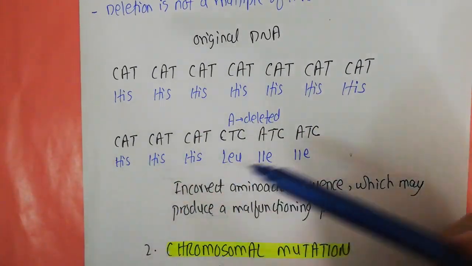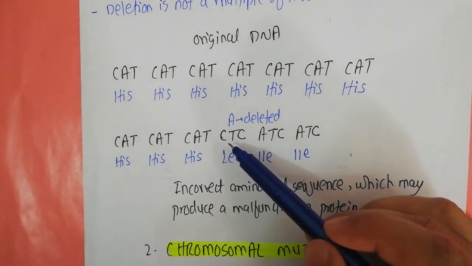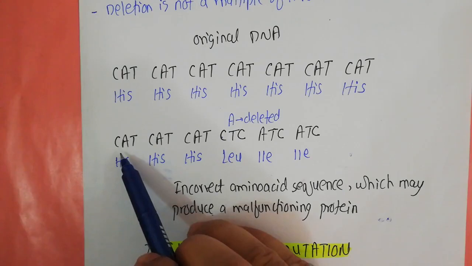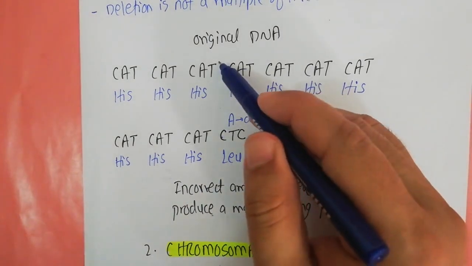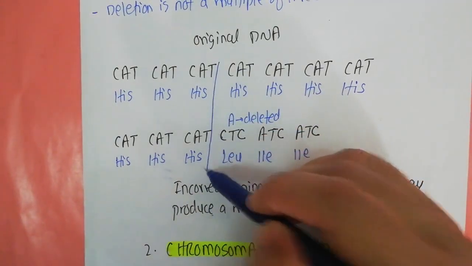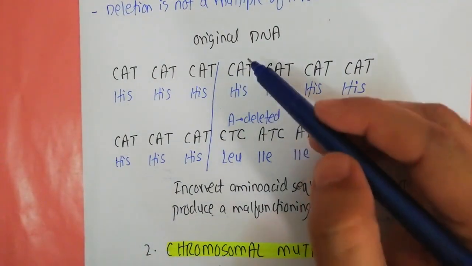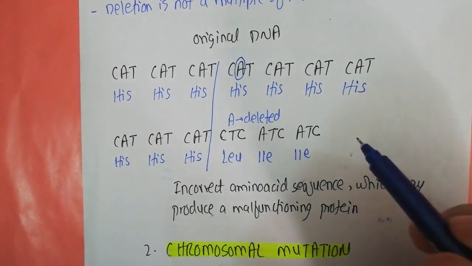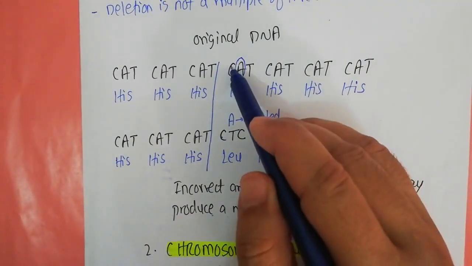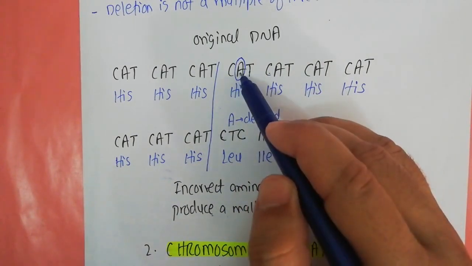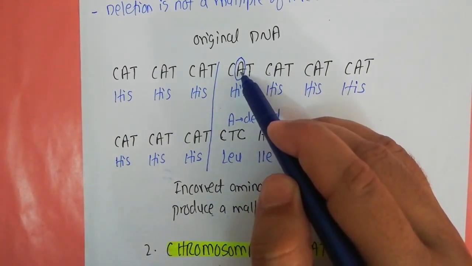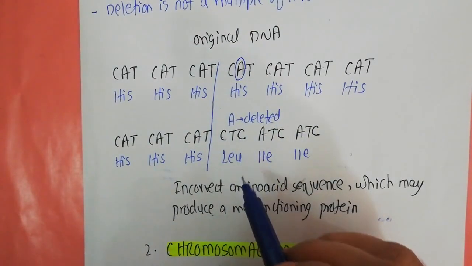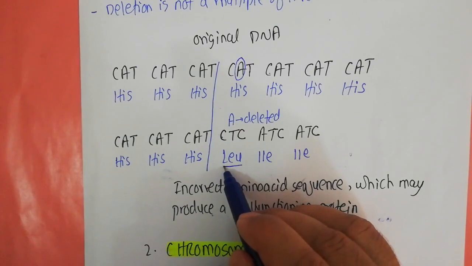Now, say for example, you are deleting an A at this particular position. So you are having the CAT, CAT, CAT, the first 3, and they are very okay. You are getting the 3 histidines over here. Now at this particular point, you are deleting this particular A. For example, this A is deleted. That means that the sequence you will be getting over here will be the C, T and C, because this A is deleted and the codon is made up of 3 nucleotides. This CTC over here is coding for the leucine amino acid.